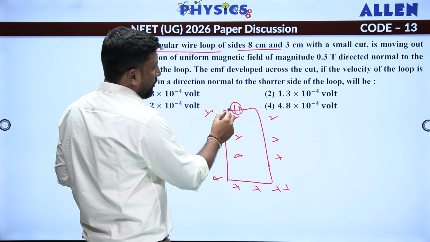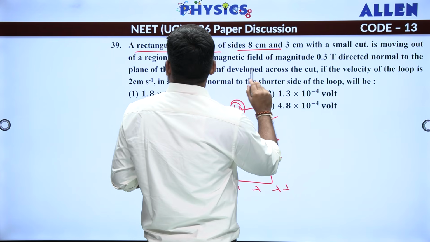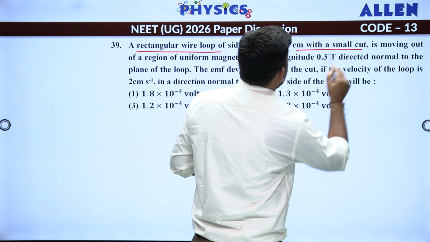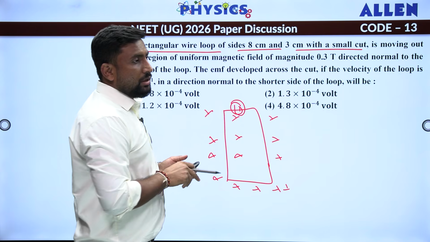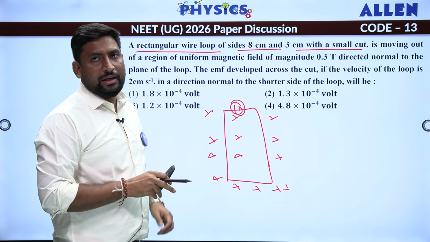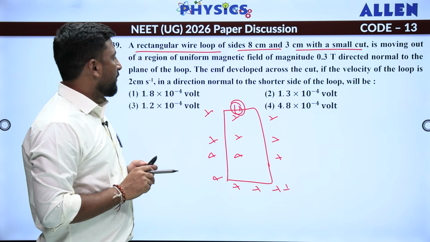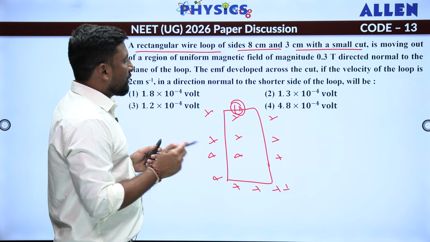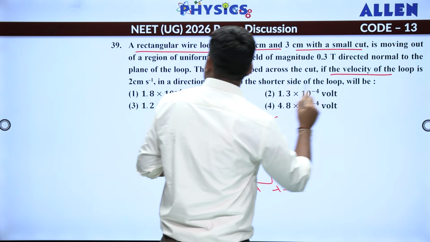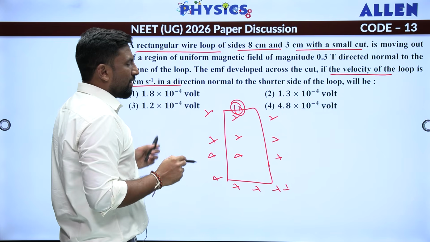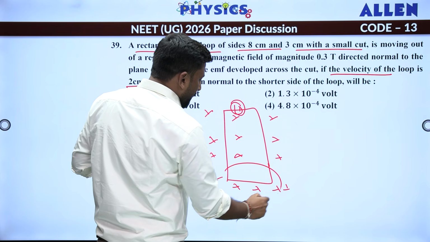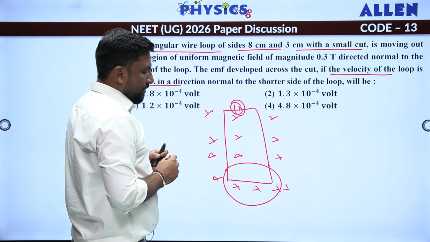So you have to assume here that there is a small portion, mentioned here as 3 centimeter, with a small cut. You have to make sure that the small cut is outside. If the small cut is inside, then maybe the answer will be different. They have given that the velocity is perpendicular to the loop. So according to this, it is a very simple question: if this portion is outside, you will take the effective length as 3 centimeters.